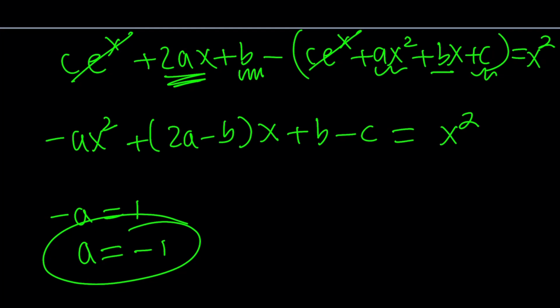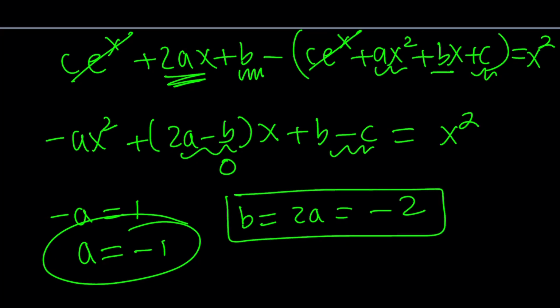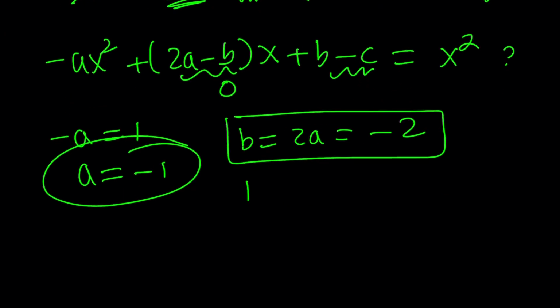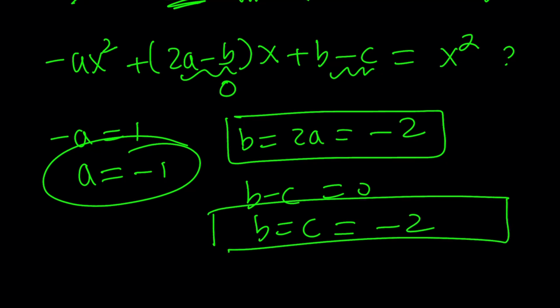Awesome. What about b? There's no x on the right-hand side, so the coefficient of x must be 0. And then from here we get b equals 2a, which is negative 2. Awesome. And then the constant term, there's no constant term here, right? So b minus c must be 0, which indicates b equals c, which indicates c is equal to negative 2. And I got all the values of a, b, c, and it's actually easy as a, b, c. Allow me to say that.